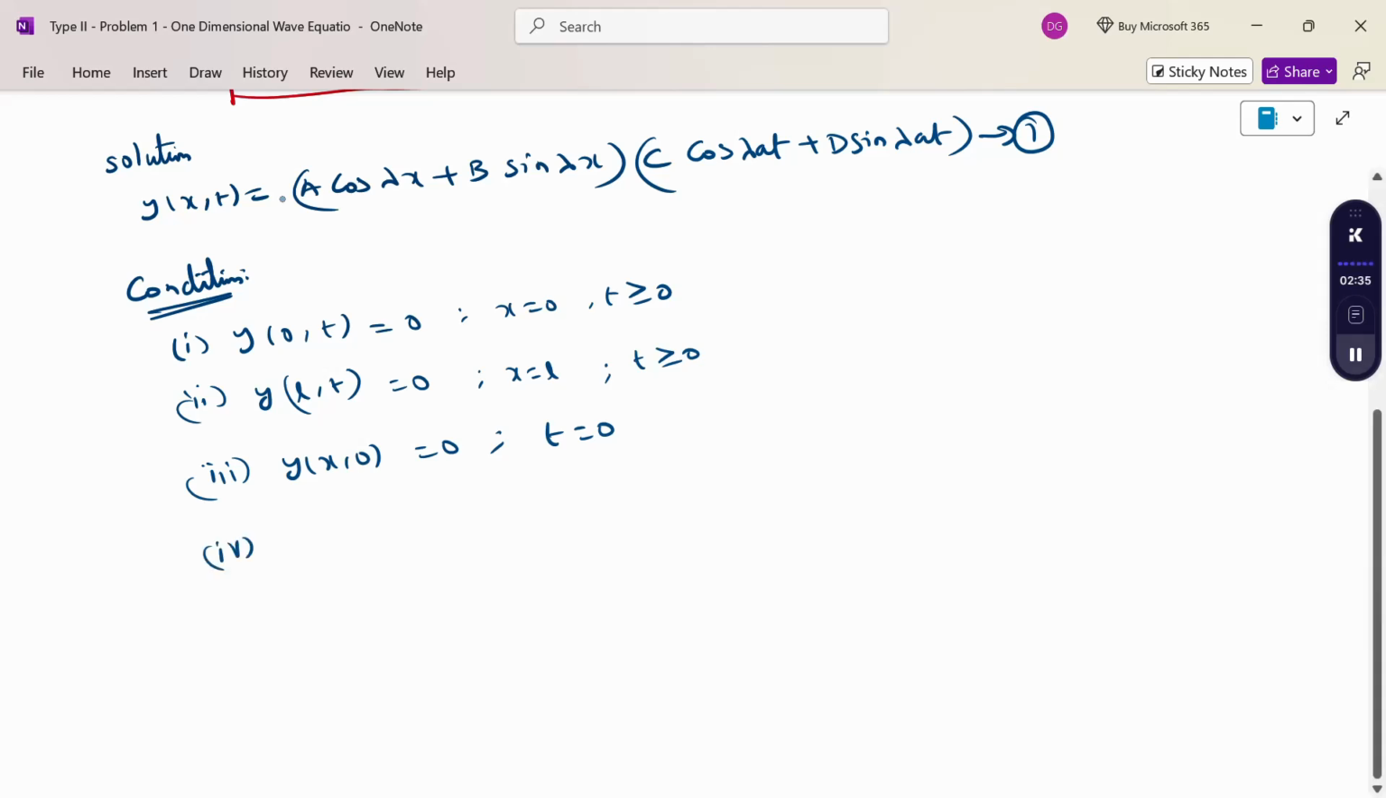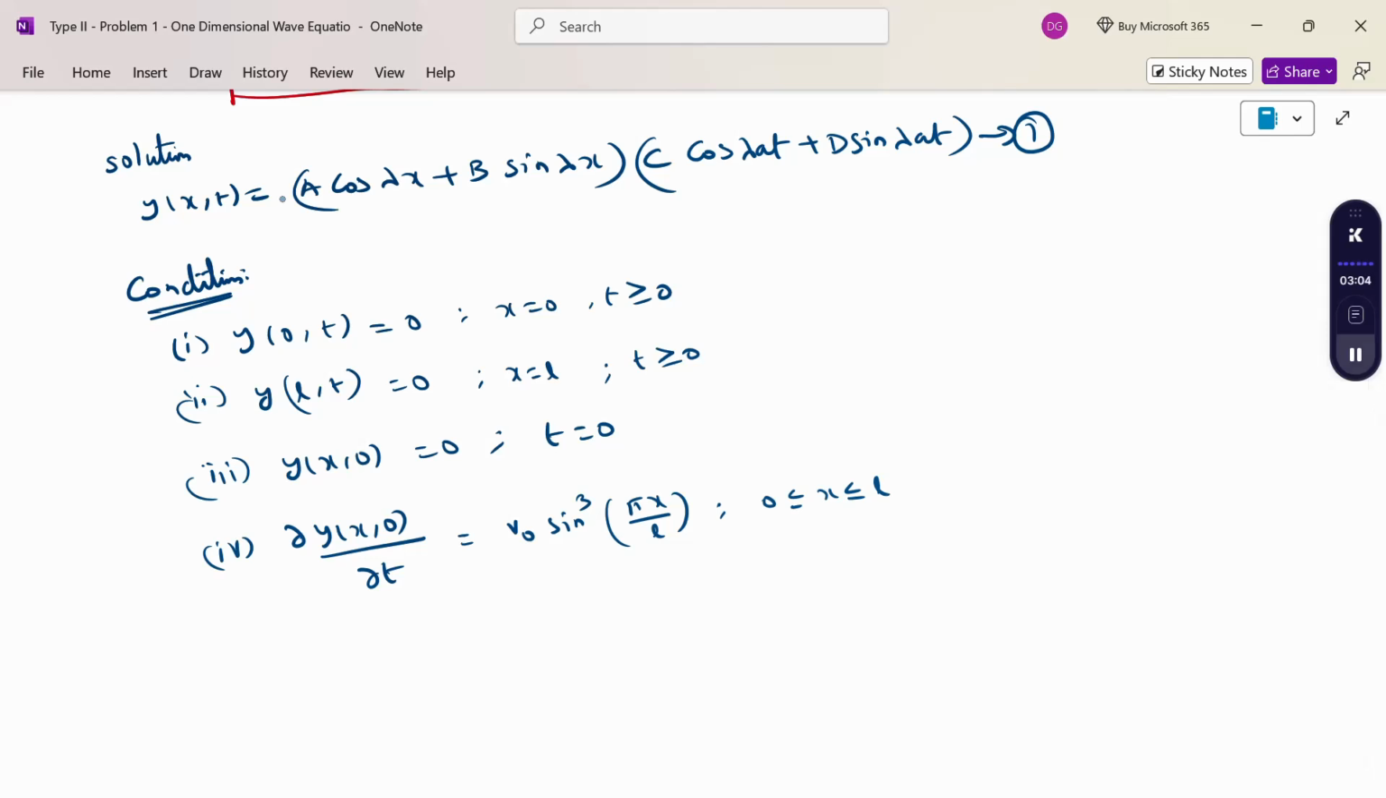And then the fourth condition, the non-zero initial velocity: the partial derivative of y(x, 0) with respect to t equals V0 sin(q pi x / L). So this is given; this is our initial velocity, with x from 0 to L. Here y(x, 0) is 0 because there is no initial displacement, so at t equal to 0 the values are 0.